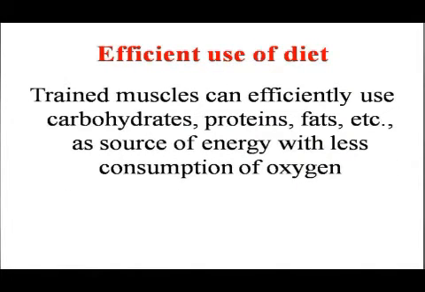Tenth is efficient use of diet. Trained muscles can efficiently use carbohydrates, proteins, fats, etc. as a source of energy with less consumption of oxygen. Some people are not able to have foods like fat and all these things, but a trained muscle can, because it helps them get energy from them too with less consumption of oxygen.